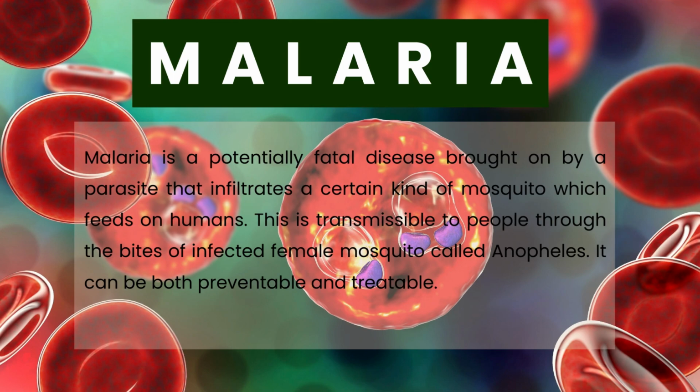An example is malaria. It is a potentially fatal disease brought on by a parasite that infiltrates a certain kind of mosquito which feeds on humans. This is transmissible to people through the bites of infected female mosquitoes called Anopheles. It can be both preventable and treatable.